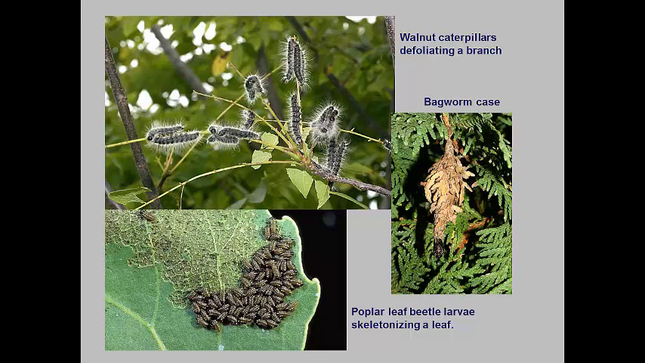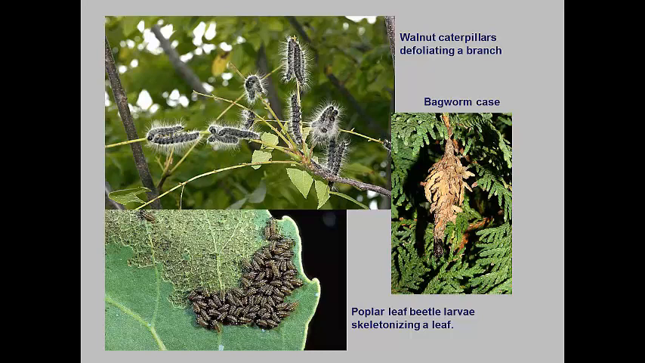Here are some examples of foliage-eating pests. The walnut caterpillars have eaten almost all the leaves off of this branch. While this looks aesthetically displeasing, it really does little damage to affect the long-term health of the plant, especially when such defoliation only occurs on limited parts of a host plant or irregularly from year to year. Likewise, the small amount of skeletonization of a tree's leaves is considered to be a minor problem.